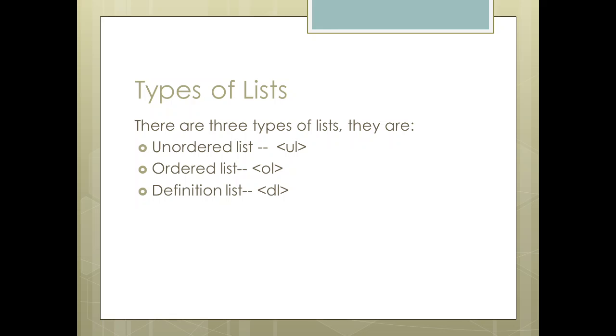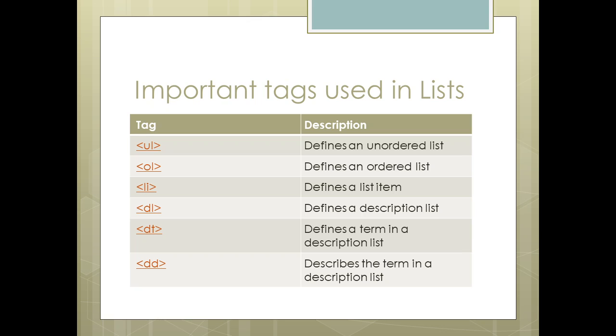There are three types of lists. They are nothing but the unordered list, ordered list, and definition list. For unordered list we can use the tag ul. For ordered list we can use the tag ol, and for definition list we can use the tag dl. And some of the most important tags used in lists are ul, ol, li, dl, dt, dd.